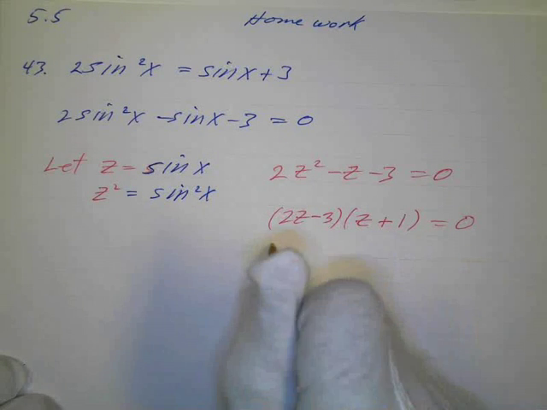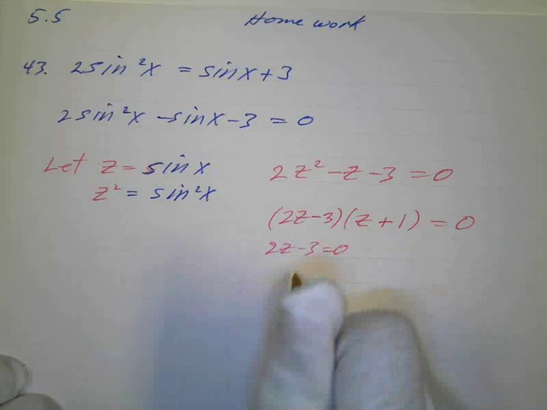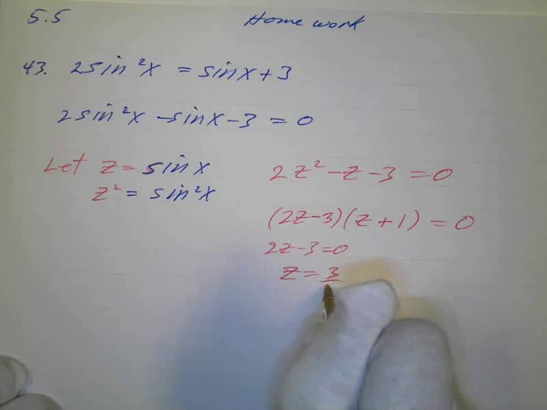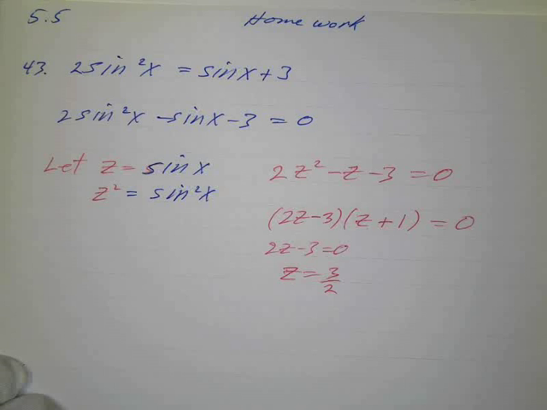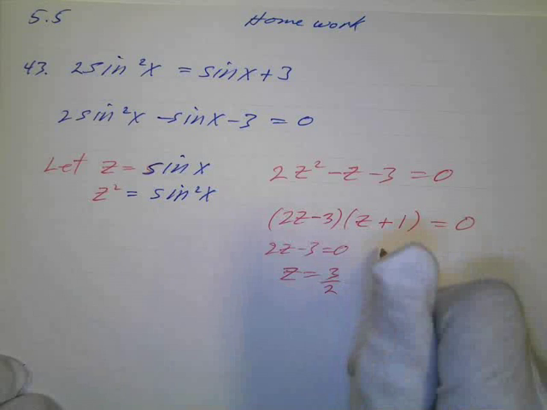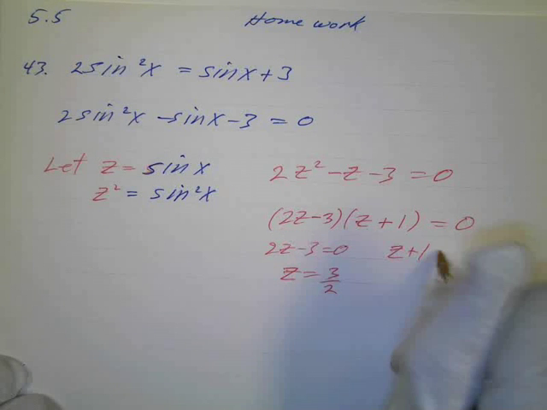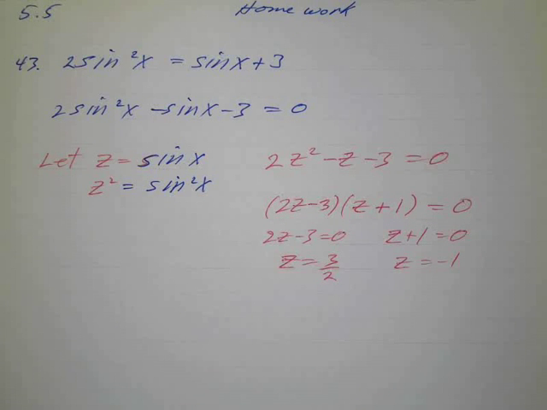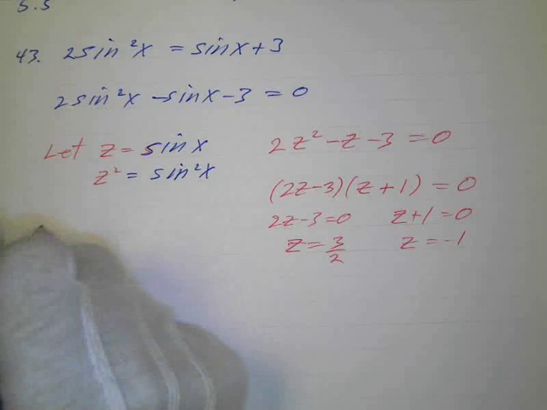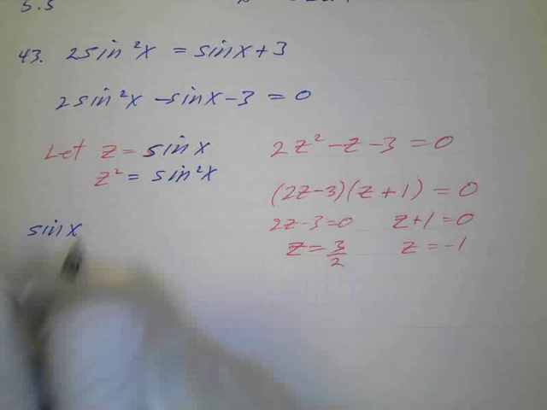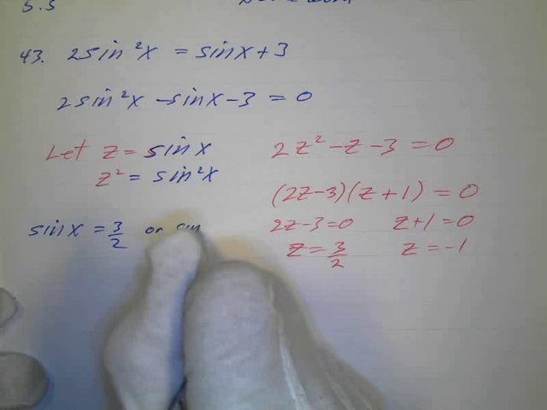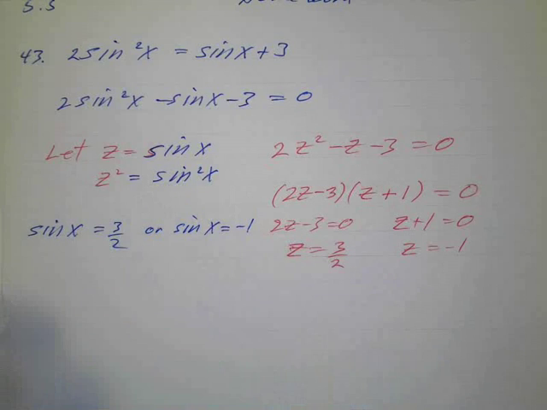So now if we set each of these equal to 0, 2z minus 3 equals 0, and that means that z equals 3 over 2. And z plus 1 equals 0, so z equals negative 1. Okay? Then we go back and we just substitute over here. Sine of x is z, so the sine of x equals 3 over 2, and the sine of x equals negative 1.